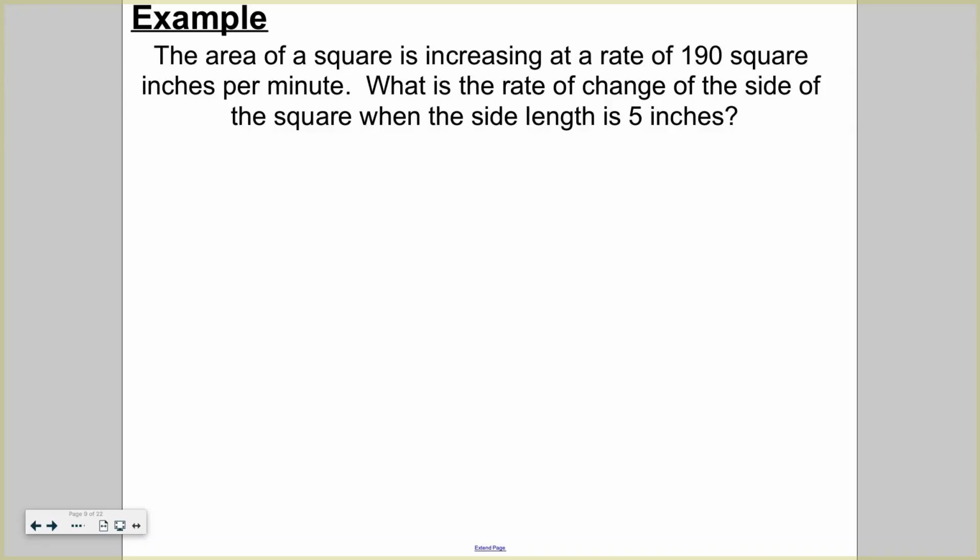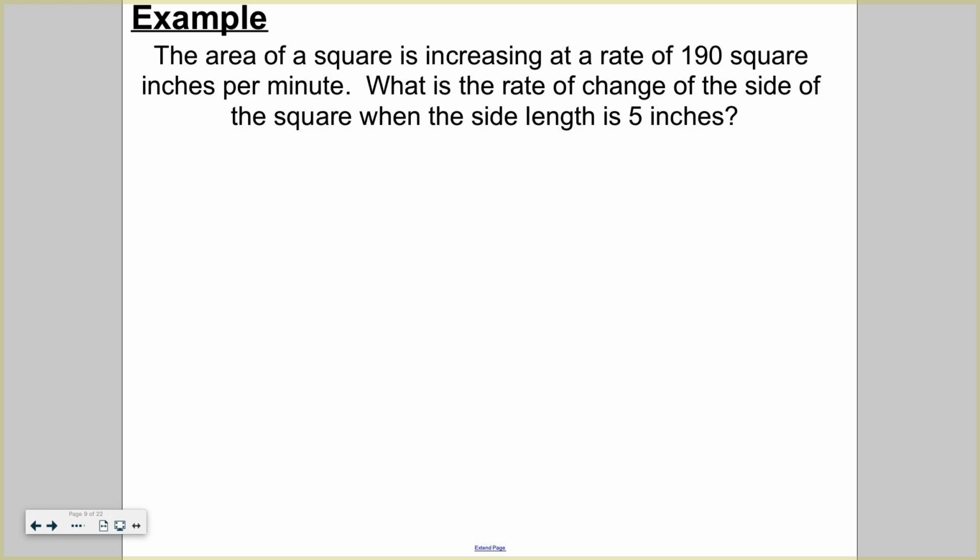All right, so this next one is going to be a little bit different, but we're still dealing with area. It says the area of a square is increasing at a rate of 190 square inches per minute. What is the rate of change of the side of the square when the side length is 5 inches?